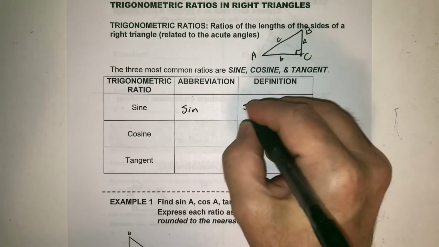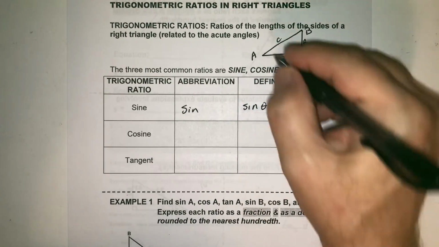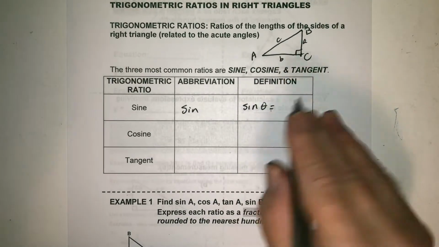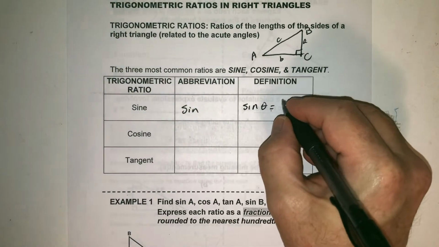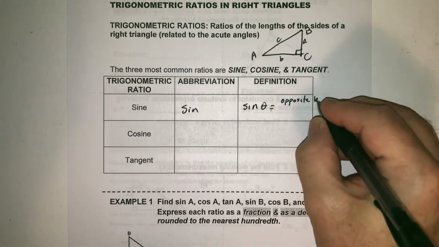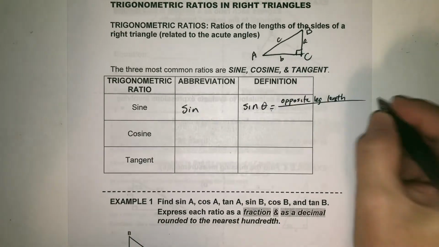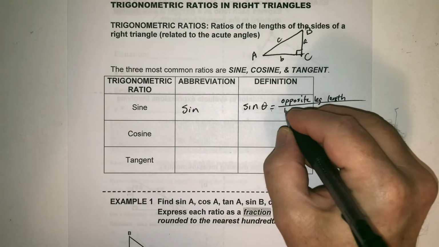the sine of an angle, which is abbreviated SIN, is defined as, and I'm going to put the sine of some angle theta. We use Greek letters, theta. The sine of angle theta is the opposite leg length, let me write that down, opposite leg length, divided by the hypotenuse length.